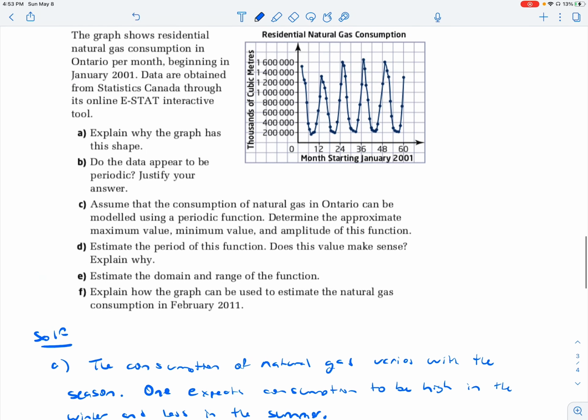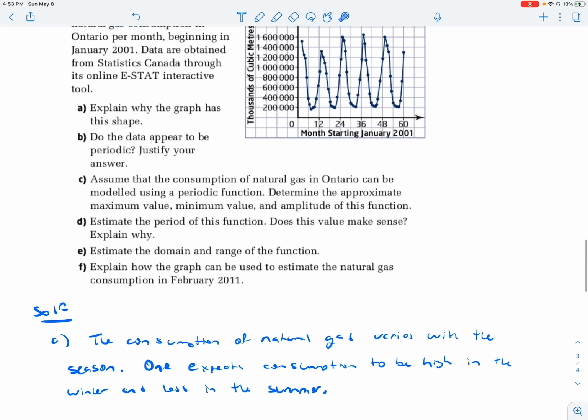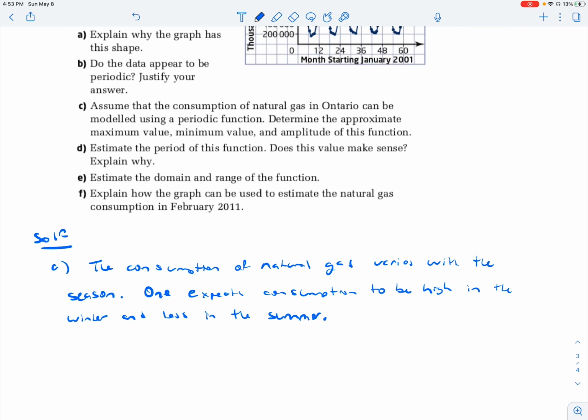So this is actually just for all of Ontario. I know for us who live in the southernmost part of Ontario, we probably have a higher gas bill in the summer than a lot of the other places in Ontario. The ones that are further up north definitely use more gas during the winter than they do in the summer. So that's a good reason why it would have that shape.